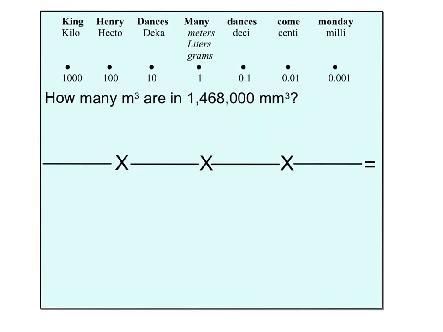So let's work through one together, okay? So again, first things first, take what I give you, put it over 1. So we've got 1,468,000 millimeters cubed. So now the last one was squared, this one is cubed. So if you have millimeters cubed, what you need to do is have millimeters on the bottom 3 times. Then the question is asking for how many meters cubed. So you're going to put meters on the top 3 times. After that, the setup is the same.